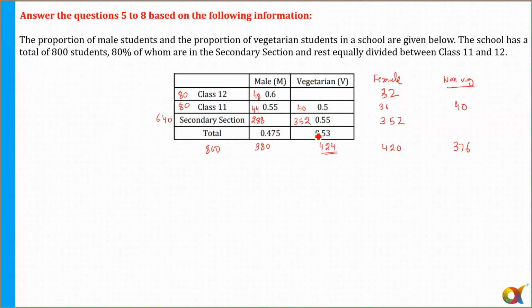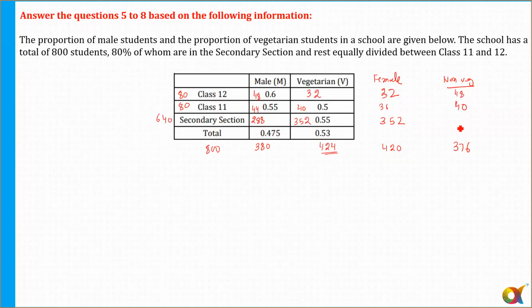Now, I can subtract 424 minus 40 minus 352. So 420 minus this, that comes out to be 32. That's right. So number of vegetarians in class 12 is 32. So how many non-vegetarians here? In class 12, that is equal to 48.